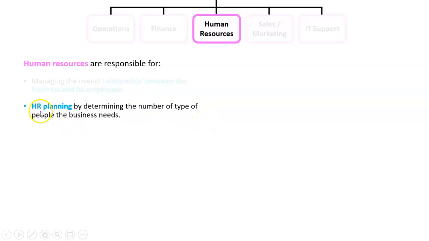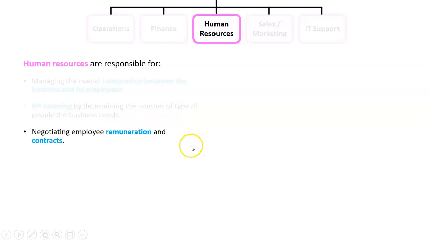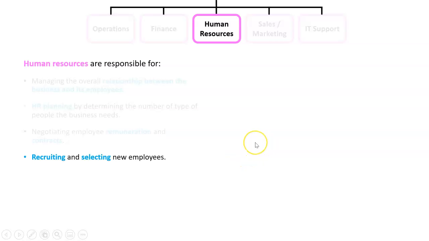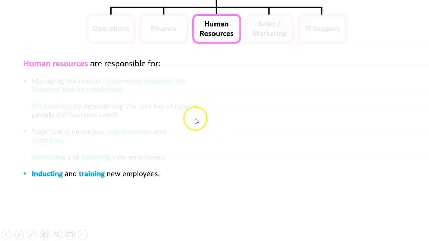They also do what's called human resource planning, sort of figure out how many people do we need and what skills do they need to have as well. A big topic for us is when we look at how do we determine how much employees get paid and their contracts. Well, that's a responsibility of human resources. And really importantly, they help recruit and select the new employees that the business has.